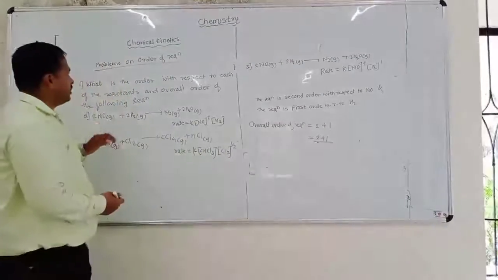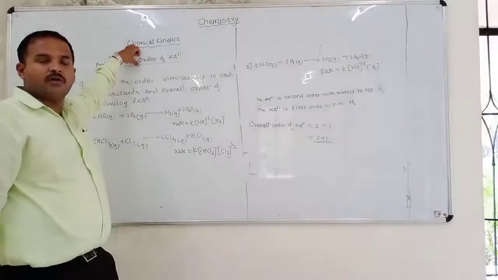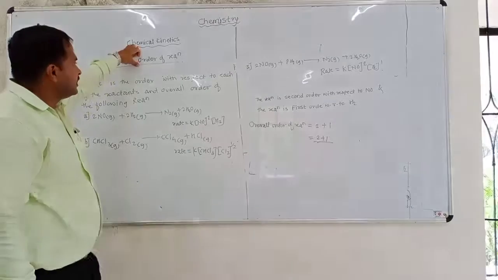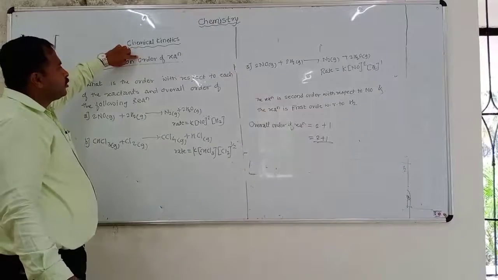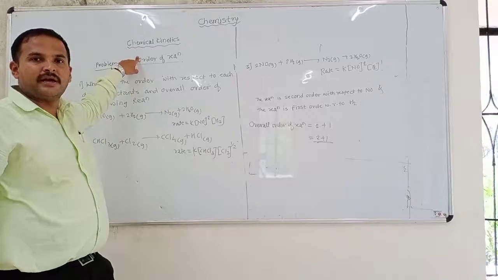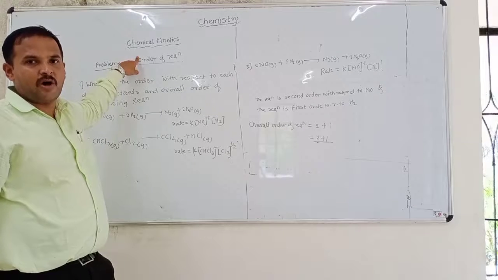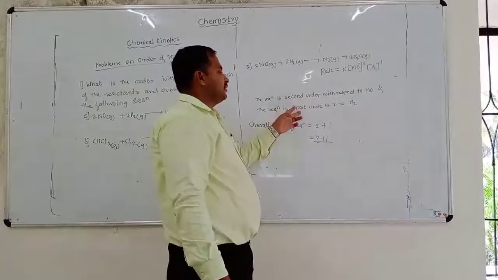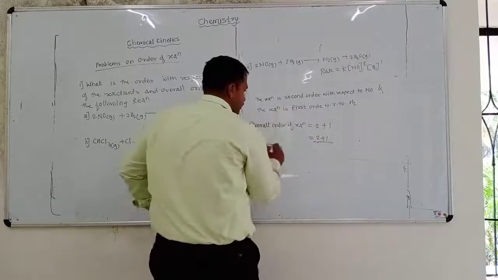You know what is the meaning of order of reaction? Order of reaction with respect to each reactant is defined as the exponent to which concentration terms of the reactants in the rate law are raised. That is nothing but the order of reactions. Overall order of reaction is the sum of the orders.